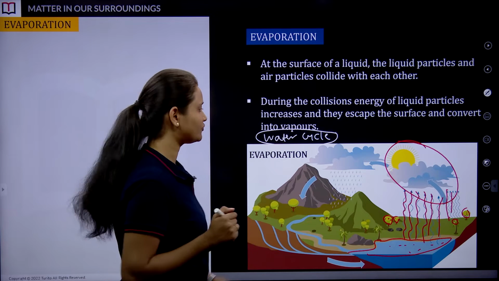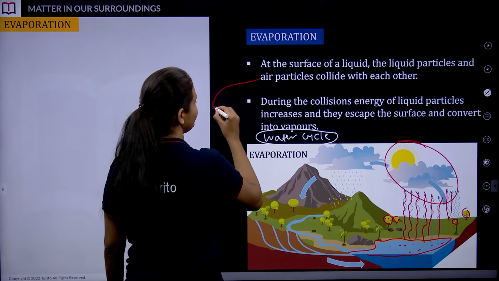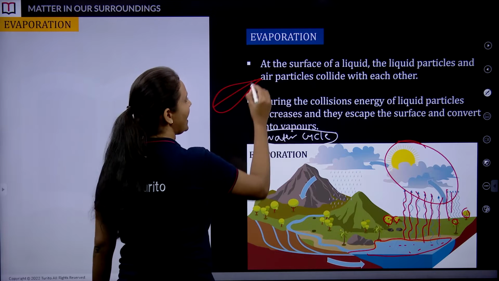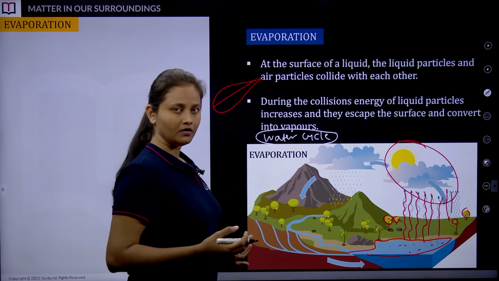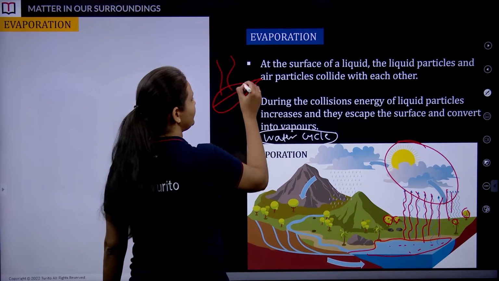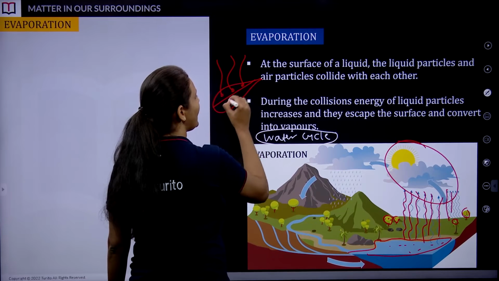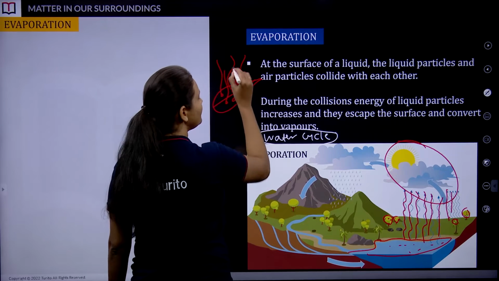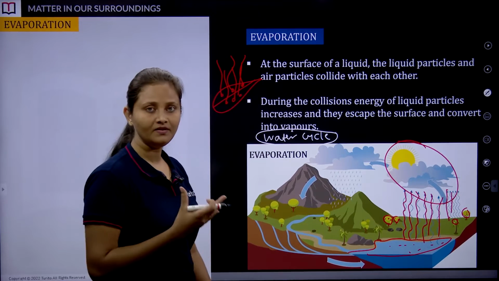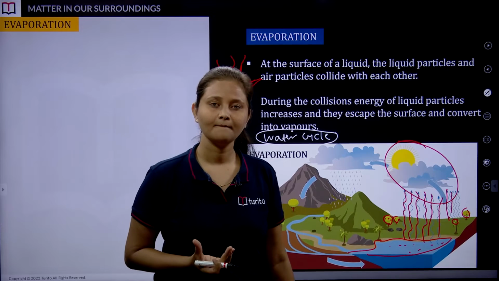I have a small question, students. If I am asking, this is a leaf. Just now we have seen that from a plant also water is getting evaporated. Can anyone tell me, do we have any other name for this evaporation of water from the surface of the leaf, students?